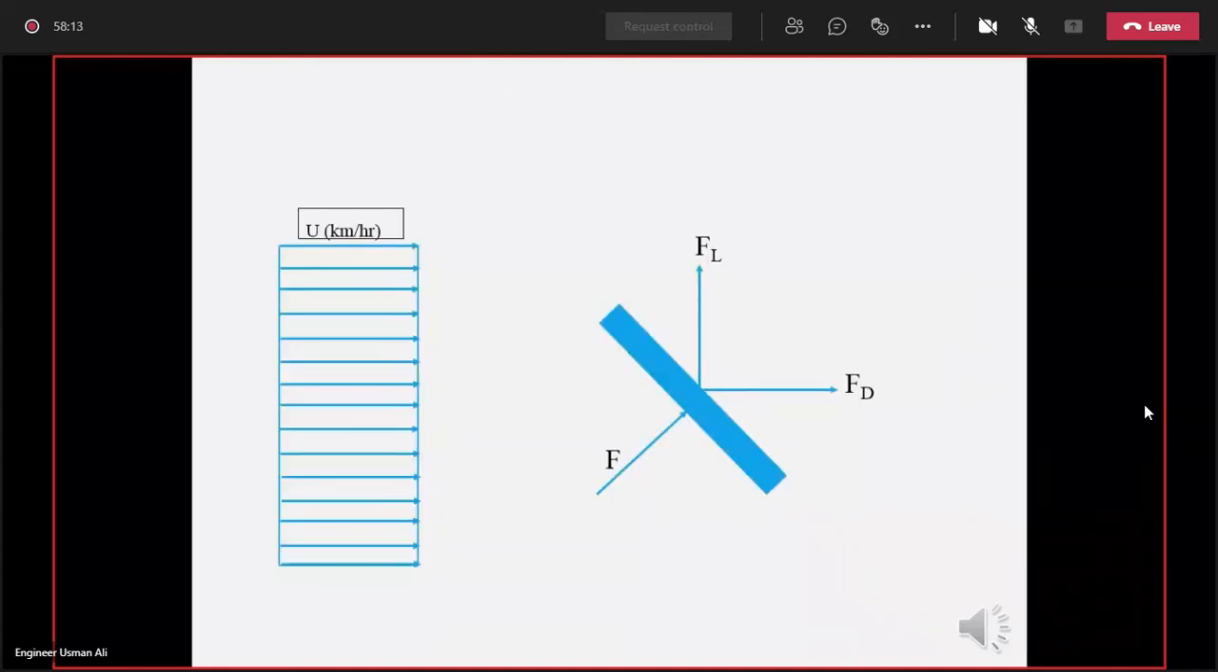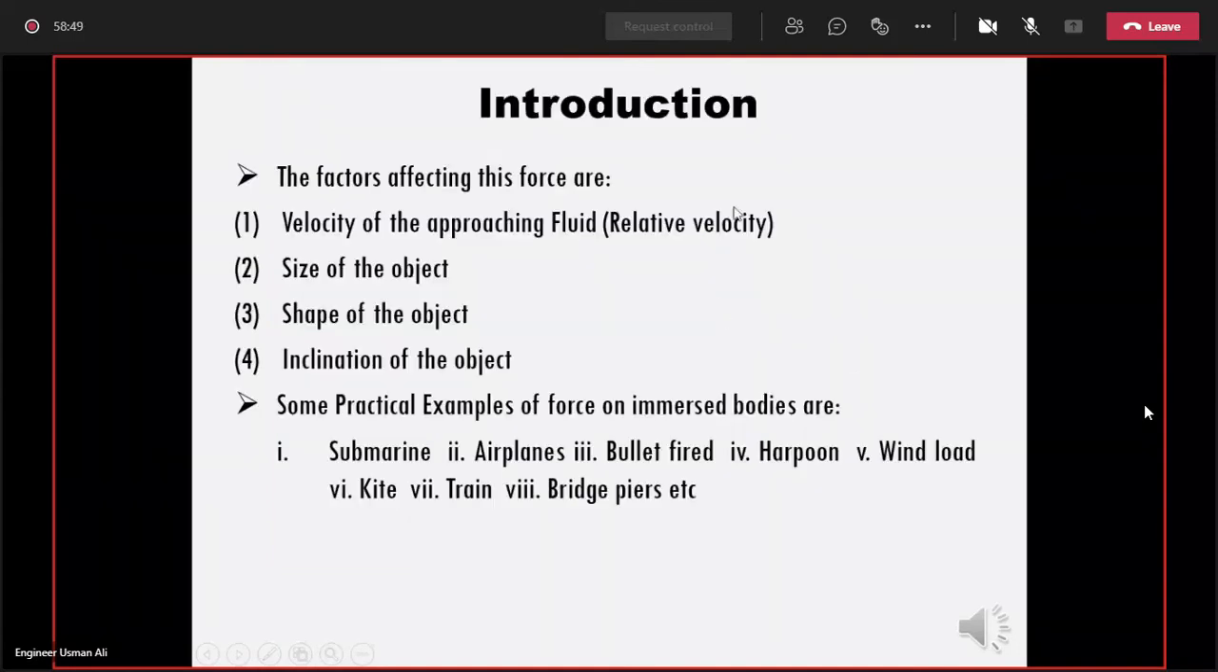If you see the diagram, for example, an object is placed in a fluid which is flowing with velocity u, which is called the undisturbed velocity of the approaching fluid. When this fluid comes in contact with this object which is immersed in the fluid, it will have a force acting on it, having two components. One force will try to drag it along the flow, which is the drag force, and the other force which will try to lift this object is the lift force.